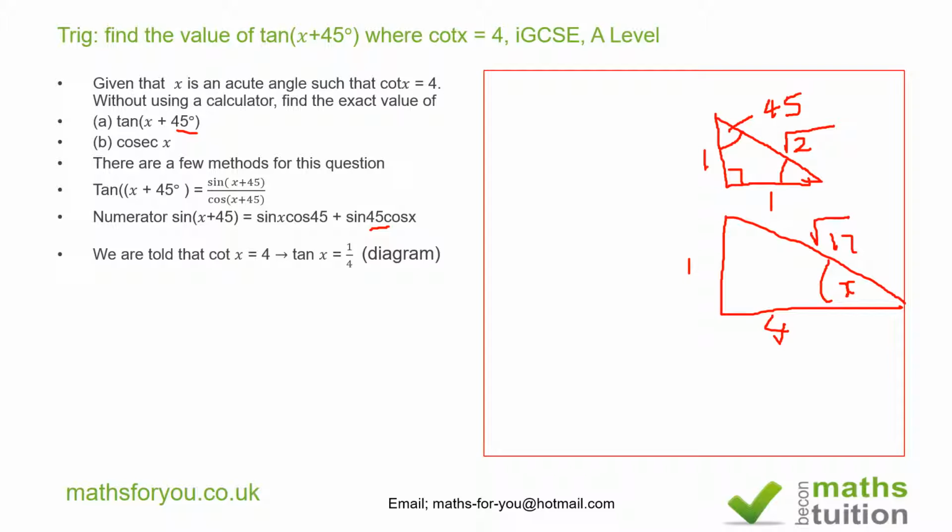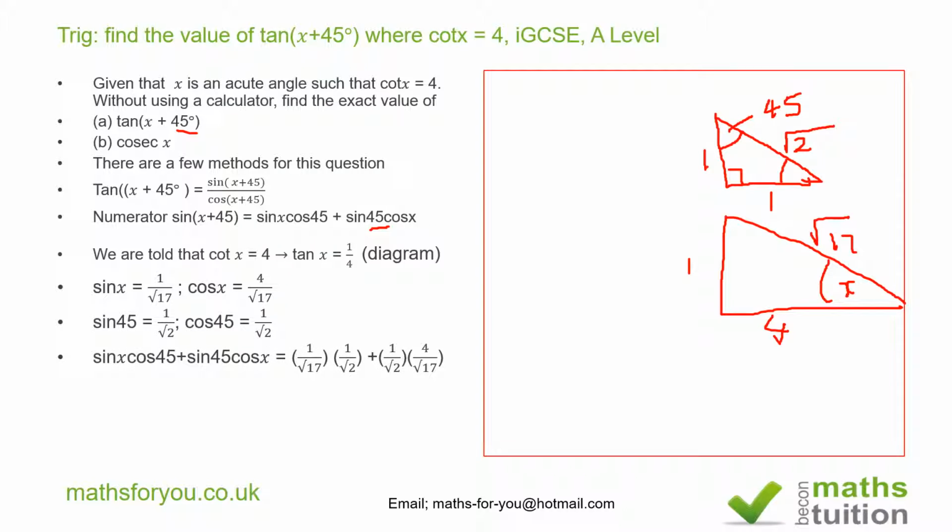Right. So now we can write that sin x is 1 over the square root of 17, and cos x would then be 4 divided by the square root of 17. We can write sin 45 as 1 over the square root of 2, and cos 45 is 1 divided by the square root of 2. Hope that makes sense. Right, moving on then.